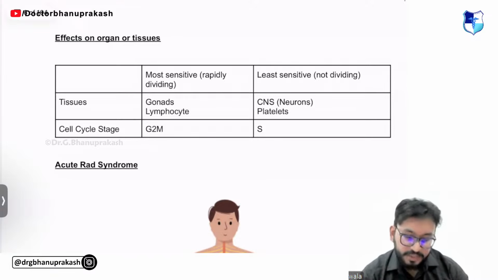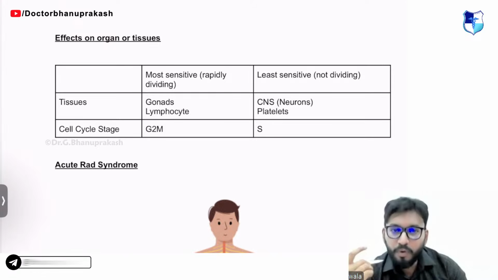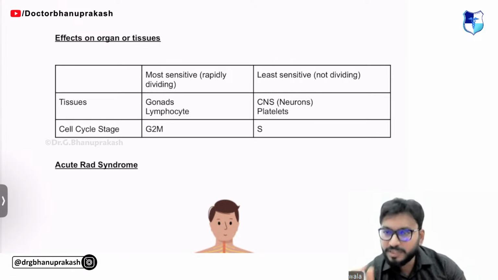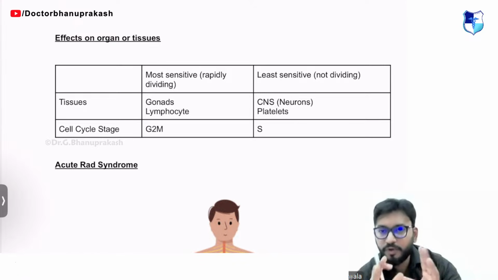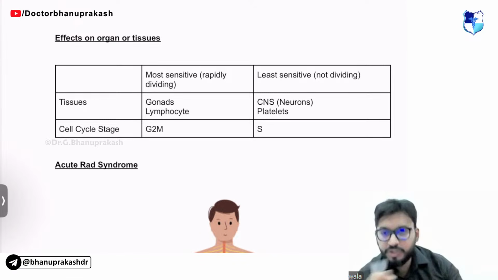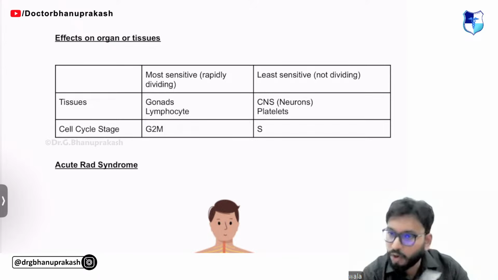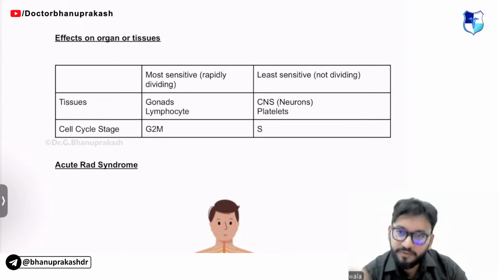Okay, so effects on organs and tissues. Again, this is a very common one-liner that is asked. Most sensitive is rapidly dividing. This is the law of Bergonie. The most sensitive cell to radiation is the one which is dividing very rapidly. So gonads, and in the blood, lymphocytes. Least sensitive is the one which does not divide. Neurons: we all know the number of neurons we are born with remains the same. In stroke, when the neurons are dead, they do not regenerate, they do not recover. So neurons are not dividing, they are not sensitive. Platelets are the least sensitive blood cells.